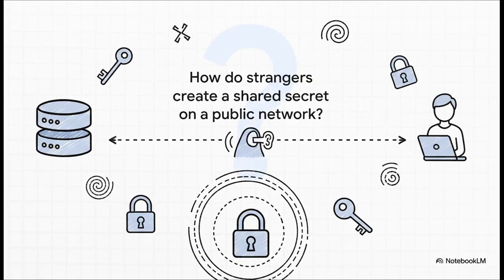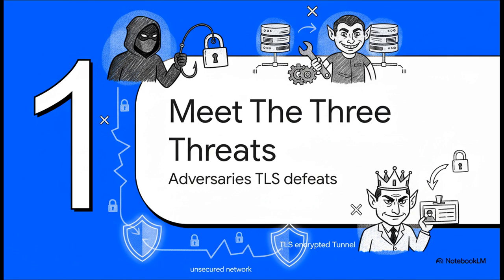Okay, so it all kicks off with a problem that, honestly, seems impossible, right? Think about it. How can you and a server, two total strangers on the public internet, come up with a shared secret key when anyone, and I mean anyone, could be listening in? That's the huge puzzle we're going to solve. To really get why the solution is so brilliant, we first have to meet the bad guys. Let's break down the three big threats that TLS is specifically designed to shut down.